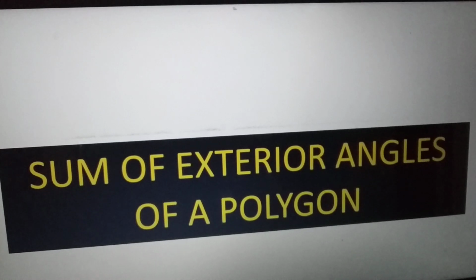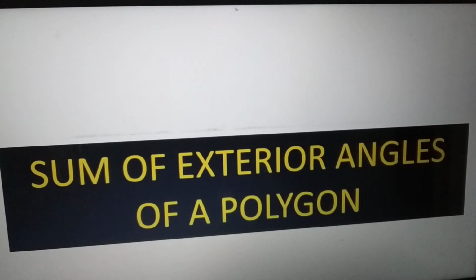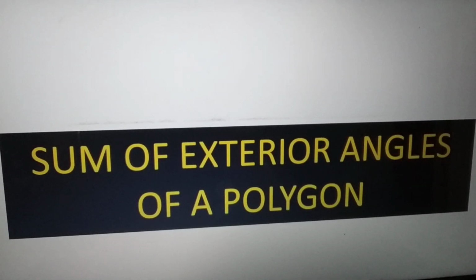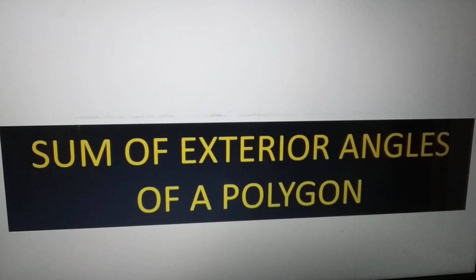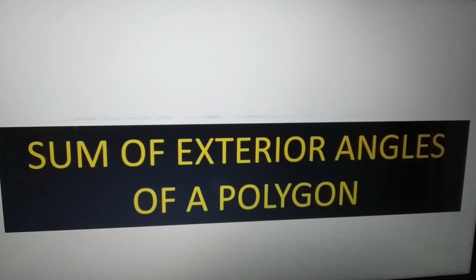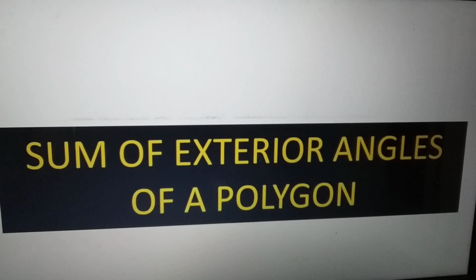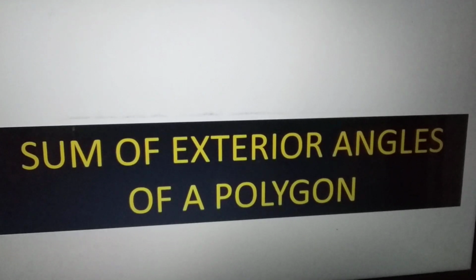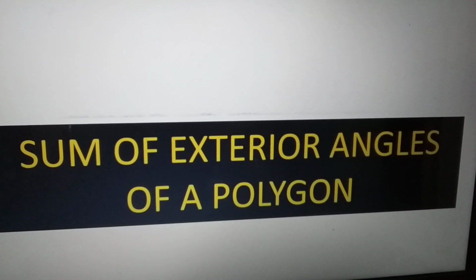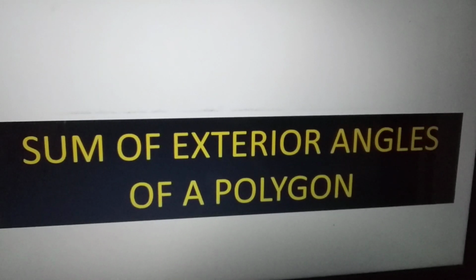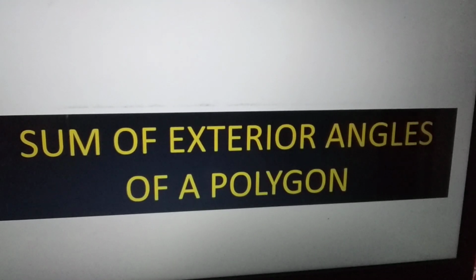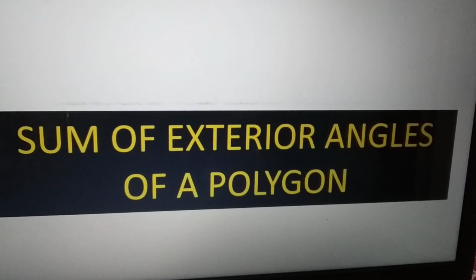For example, equilateral triangle. In an equilateral triangle, all sides are equal and all angles are equal to 60 degrees. So, you call this equilateral triangle a regular polygon. Similarly, if you consider a quadrilateral, the square, you call this square a regular polygon because in a square all sides are equal and all angles are equal to 90 degrees.